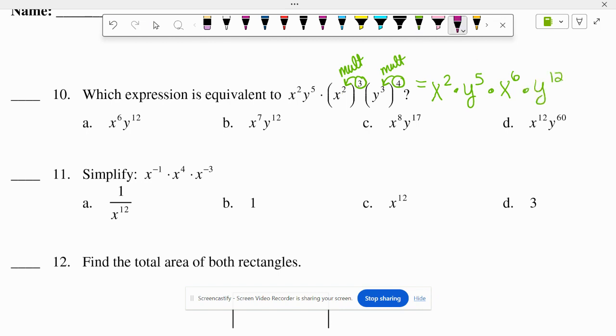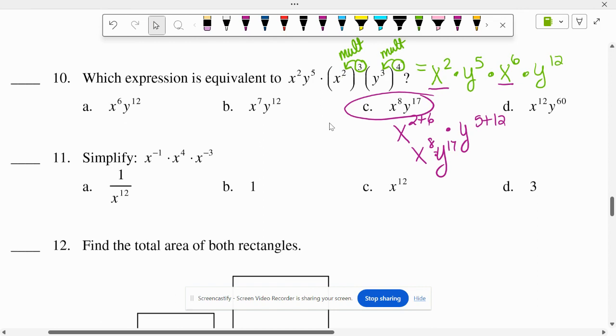Gianna, simplify this. What can I add together and end up with? And that gives me? 7. And then you could do, 8. I gotcha. That's okay. 5 plus 12, which would be 17. So C is the answer. Good job.